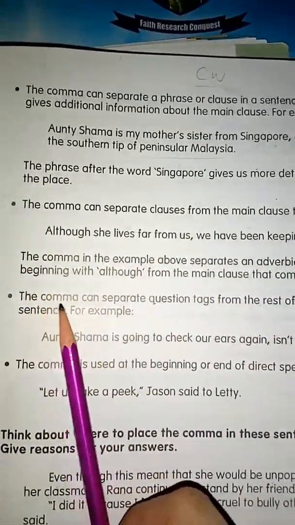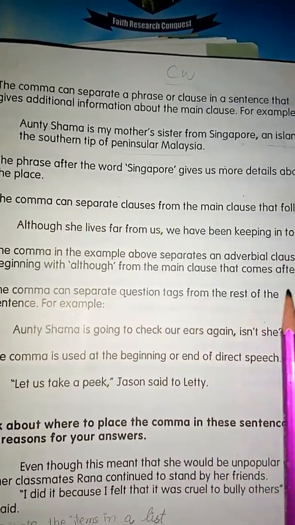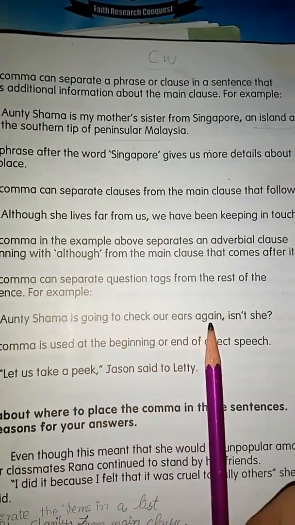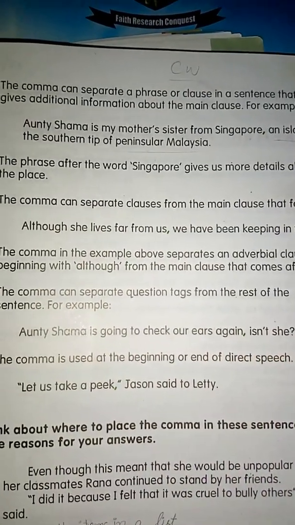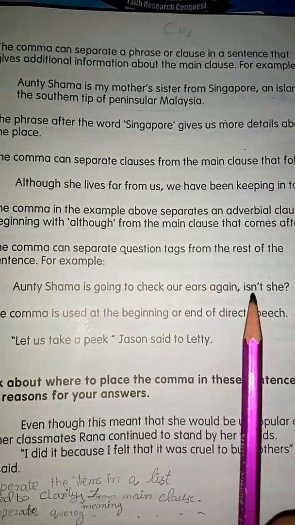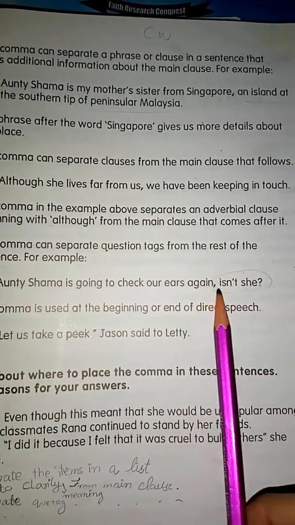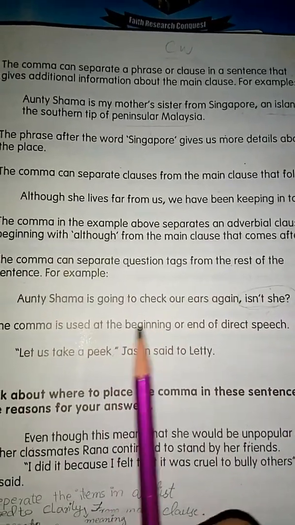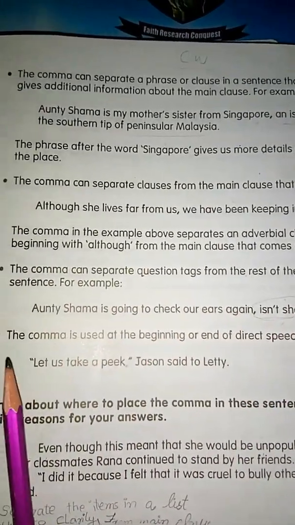The comma can separate question tags from the rest of the sentence. For example, Auntie Shama is going to check our ears again, isn't she? These are known as tag questions, in which we end the question with this. Isn't she, meaning: doesn't she do this, or she doesn't do this. So these are the tag questions.